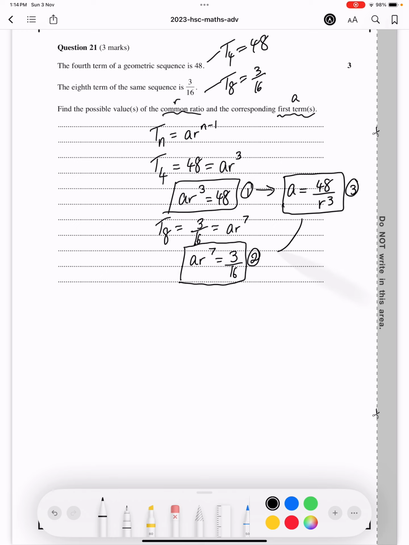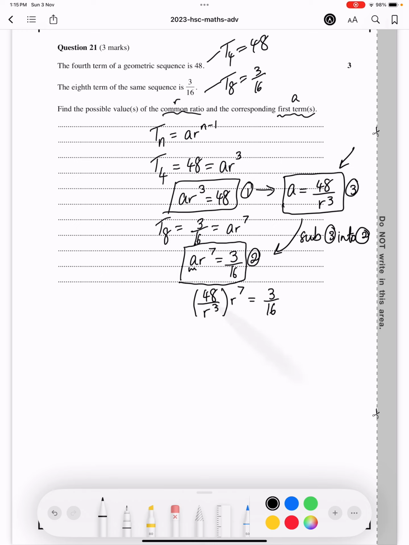And I'm going to say substitute equation 3 into equation 2. And that is going to give us, so instead of this A here, we're going to write 48 over R cubed, which we got from equation 3, times R to the power of 7 equals 3 over 16. Let's go ahead and solve this and see what we get.